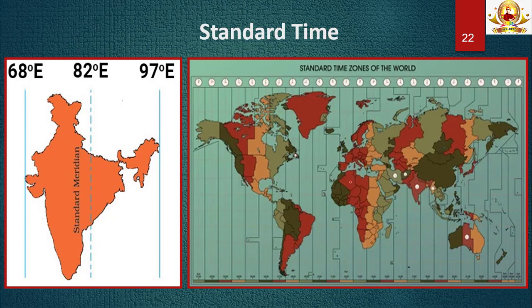But is it okay to follow one time, that America and India have the same time? Is it feasible? No, because the time difference is so huge. So the countries decided to follow, as per their longitudinal and latitudinal extent, the standard time zones of that country. The longitudinal and latitudinal extent of India is from 68 degree east to 97 degree east, approximately 30 degrees difference.